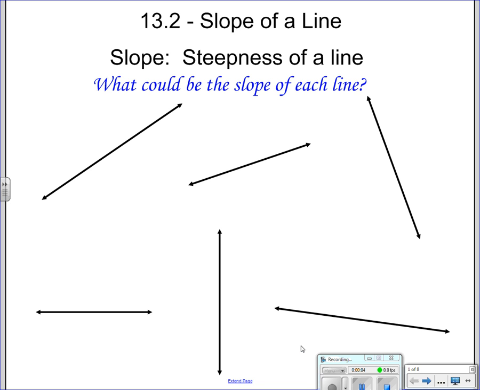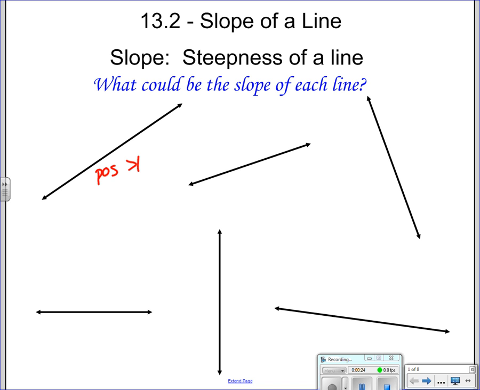Today we're going to be talking about slope. And slope is the steepness of a line. So a positive sloping line, I think about it as you're walking up Mount Diablo. So this would be a positive slope, and I would say this might be greater than 1.